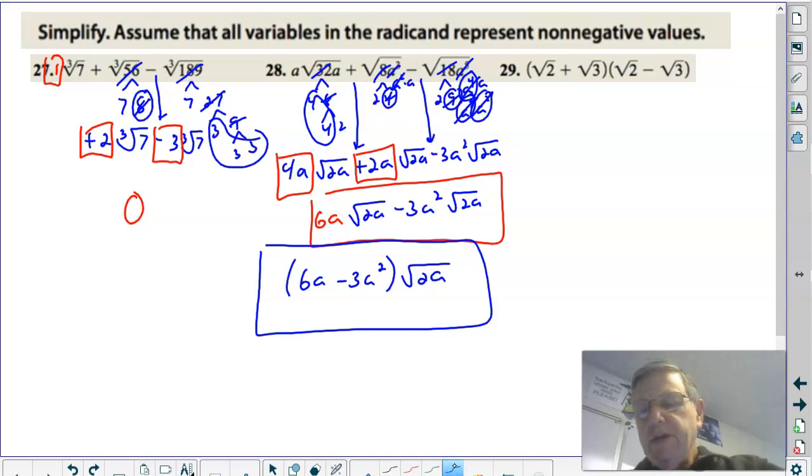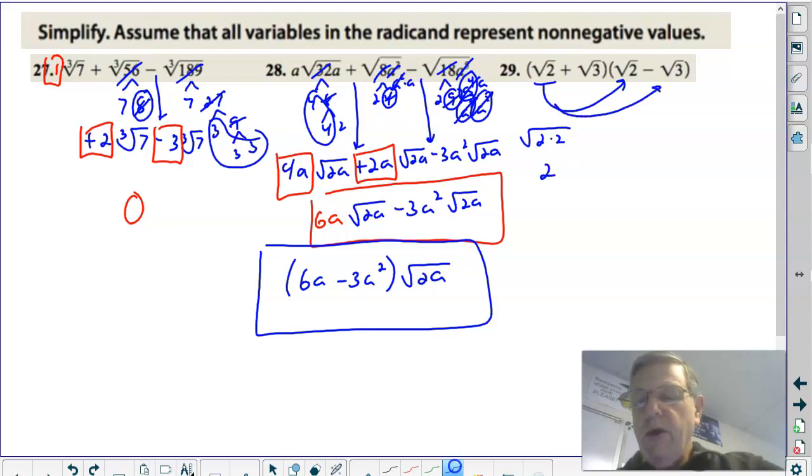So in this one, you can do some stuff in your head, but boy, you've got to understand what's going on. I'm going to show it to you and not do it in my head. Square root of 2 times square root of 2, right? What's the square root of 2 times 2? It's a 2, so that's that one. Square root of 2 times a negative square root of 3 is negative square root of 6. Nothing you can do with that.